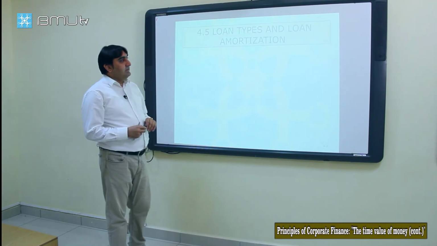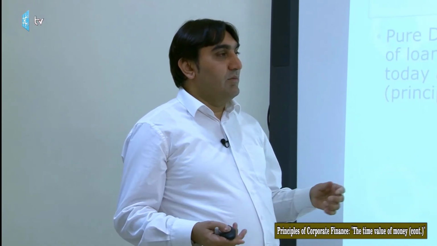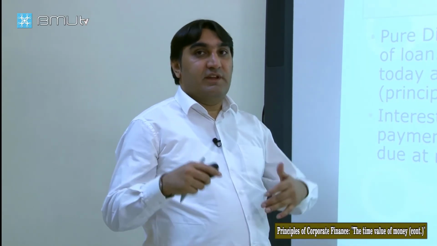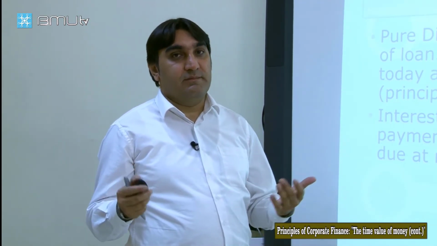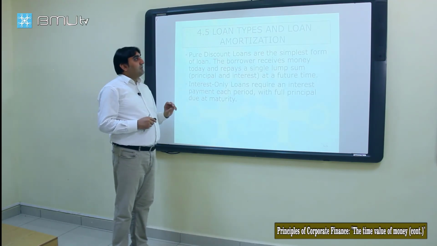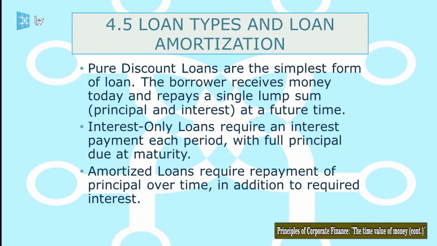So annuities are, as I said, a more commonly used, more commonly seen category in finance, and loans, mortgages, auto loans, and all loans are examples of annuities. Here we will talk about loan types and loan amortization. The first type is pure discount loans, which are the simplest form of loan.